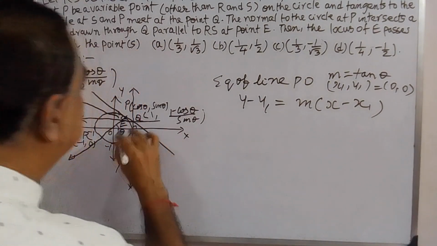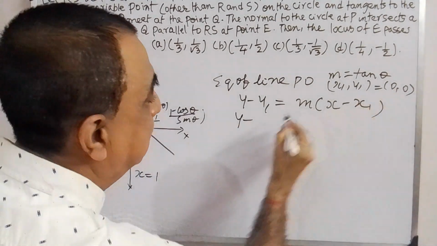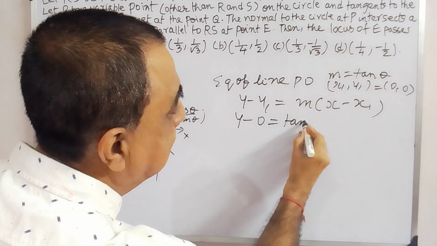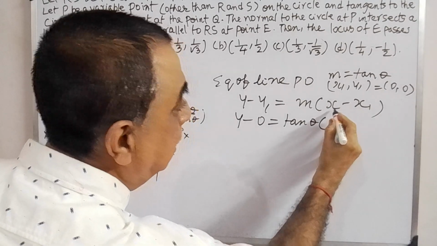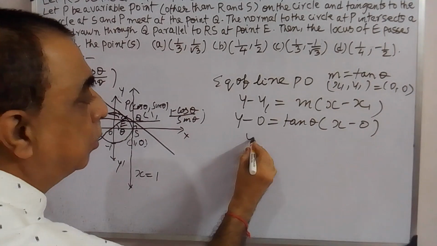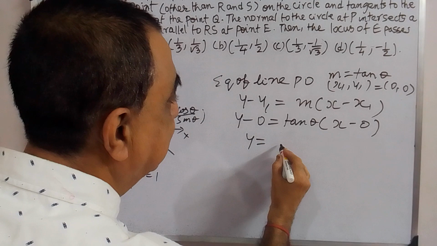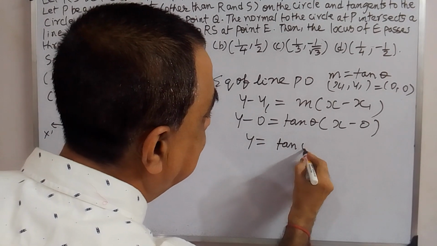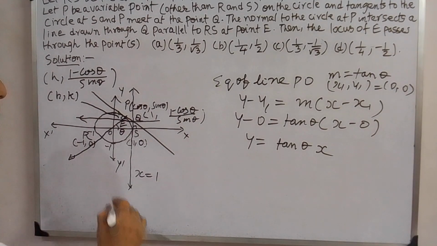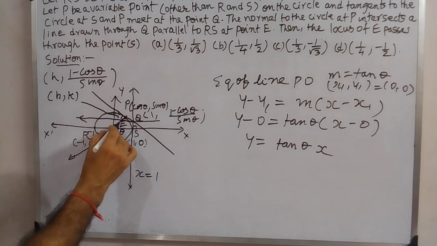So the equation of PO will be y minus y1, in place of y1 you will put 0, and in place of m we will put tan theta, into x minus x1, that is x minus 0, since x1 is 0. So from here we are getting the equation of the line PO as y equals tan theta x.